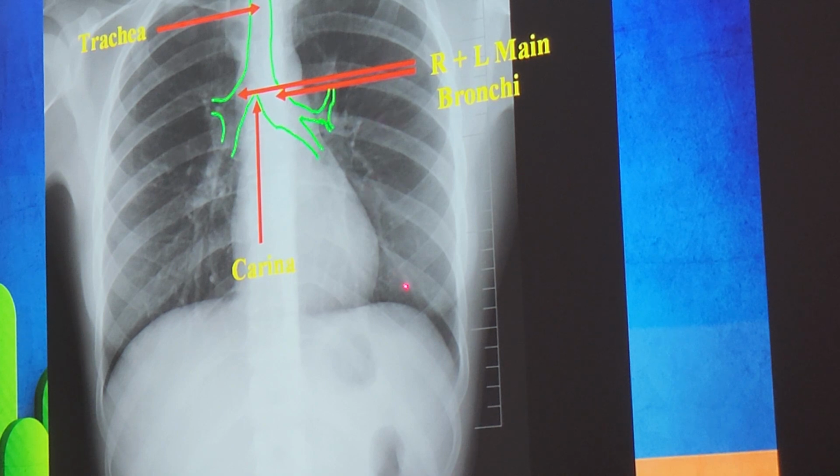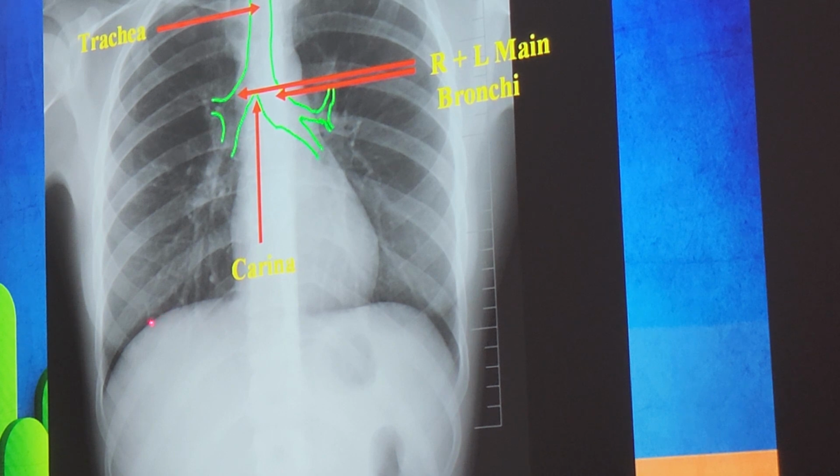And what is this area right here? Specifically, the left costophrenic angle. Yes, Mr. Donahue is going to knock that into your head. What about this area?